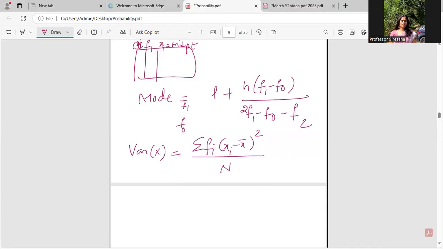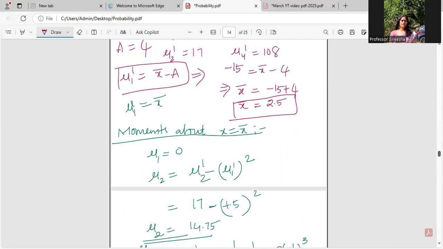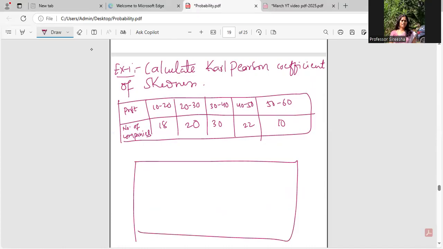Suppose I have an example to solve, asking me to find the Karl Pearson coefficient. How do I do it? Let's see. Calculate the Karl Pearson coefficient of skewness for the following data. The class intervals are 10 to 20, 20 to 30, 30 to 40, 40 to 50, and 50 to 60, with frequencies 18, 20, 30, 22, and 10. Now, I'll find the midpoint, which would be my Xi. The midpoint for 10 and 20 is 15, 20 and 30 is 25, 30 and 40 is 35, then 45 and 55.